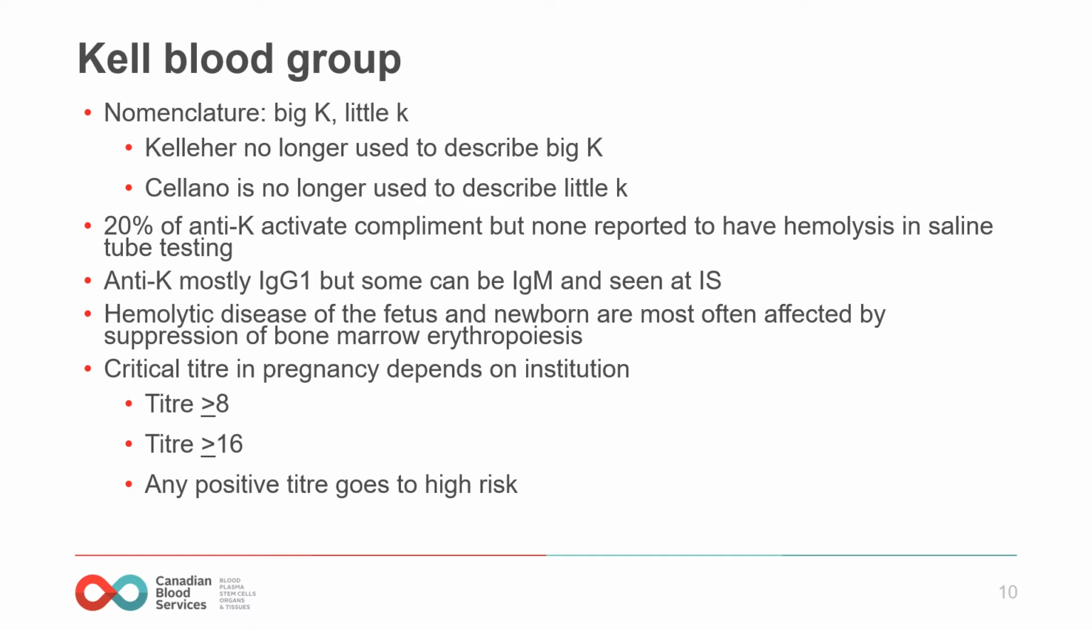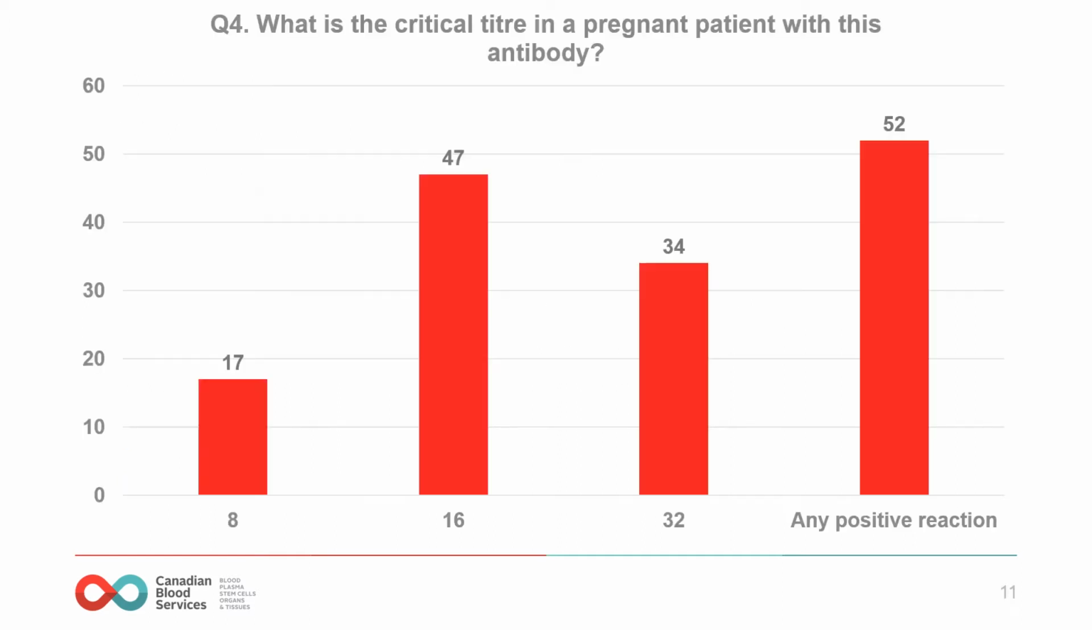HDFN is most often affected by suppression of bone marrow erythropoiesis. Critical titer in pregnancy depends on the institution. Some have a titer of 8 or greater than 8. Some have a titer of 16 or greater than 16. And in Canada, specifically in the reference lab, any positive titer goes to high risk.